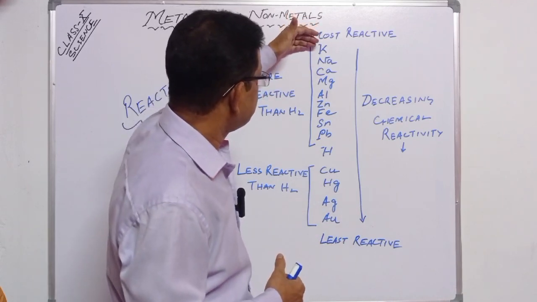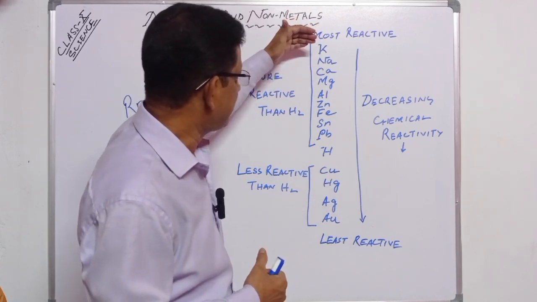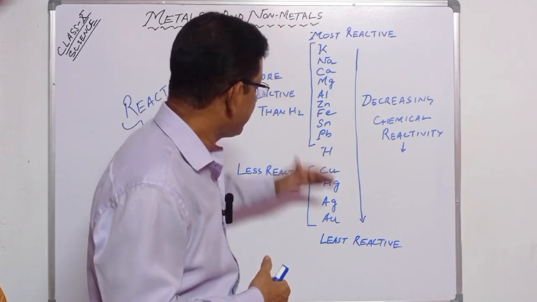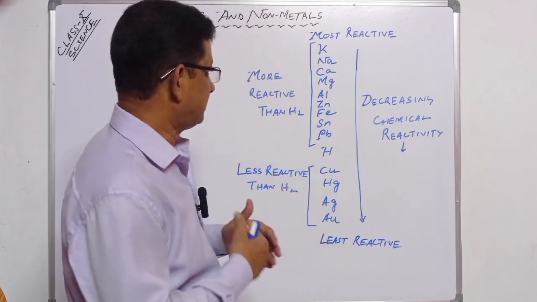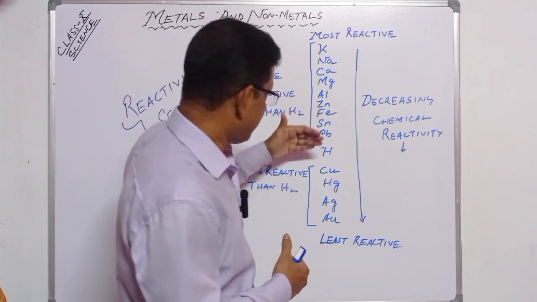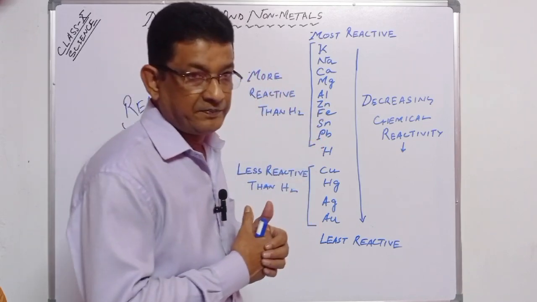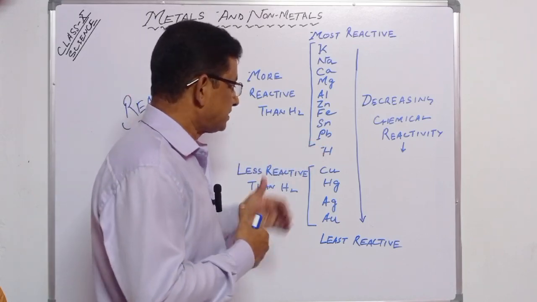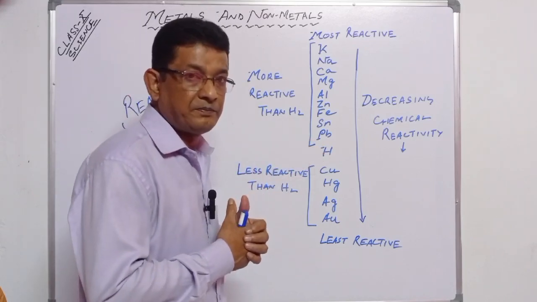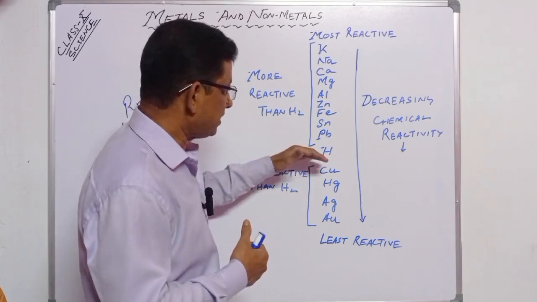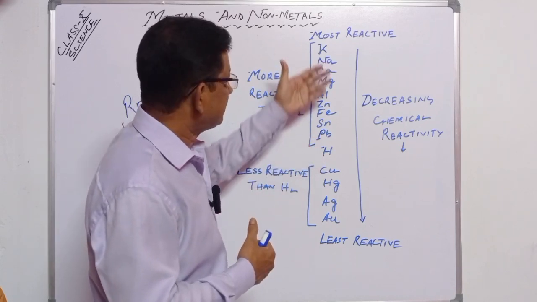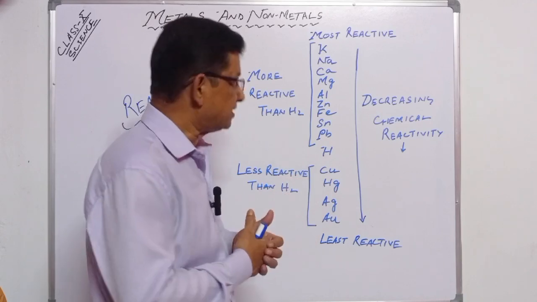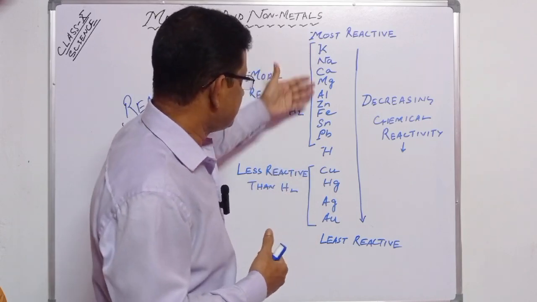So potassium is the most reactive element, whereas gold is the least reactive element. In between them there is hydrogen. Actually hydrogen is a non-metal, but it shows some properties of metals. That's why we find it in the reactivity series. So this is the reactivity series.